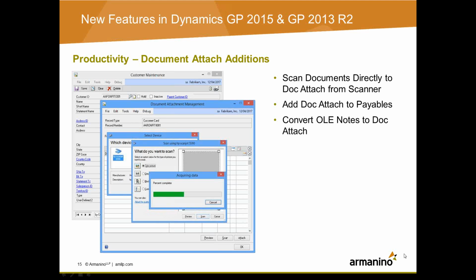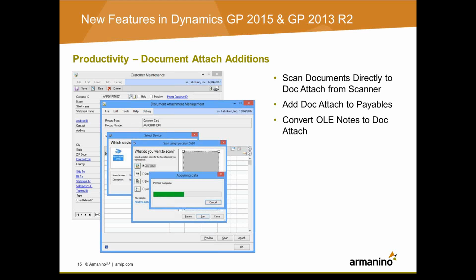You can just go into the transaction or the master file record and say, I want to scan this item. If you've got a scanner attached to your workstation, you'll scan it, it will index it, it'll put it in the Dynamics database, and you'll have it connected to that particular record. So this is pretty handy.